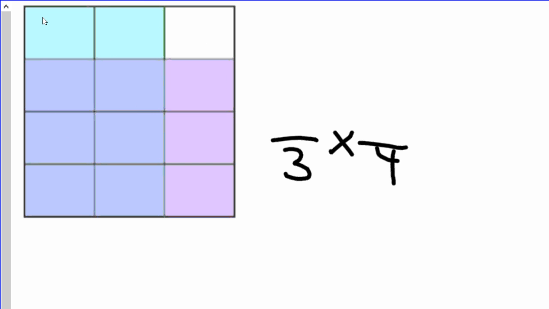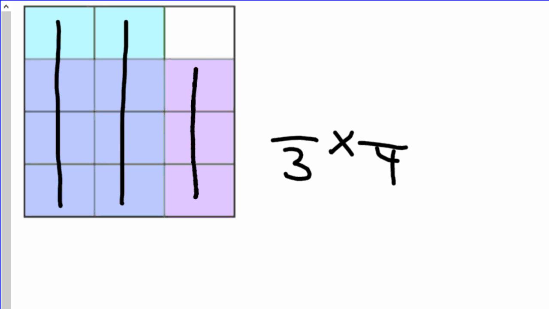Now our numerators, how do we tell what our numerators are? Well, we go back to the columns. How many of these columns didn't have a white block in it? Well, this column doesn't have any white blocks in it. This column doesn't have any white blocks in it. When I go up this column, there's a white block right there. So how many of those columns did not have white blocks? Well, it's 2 out of 3.